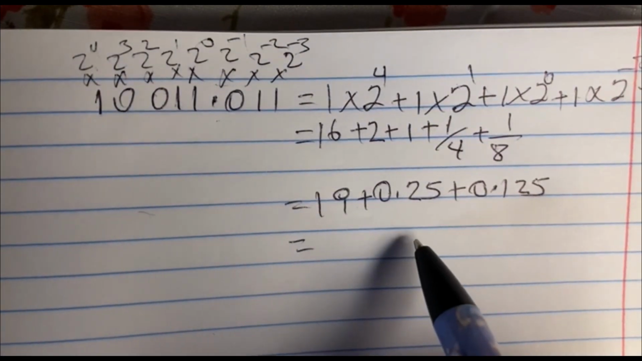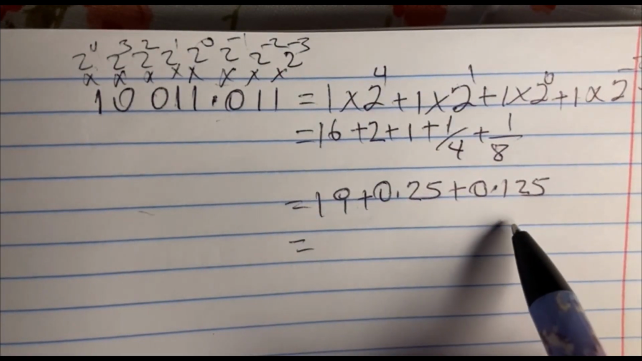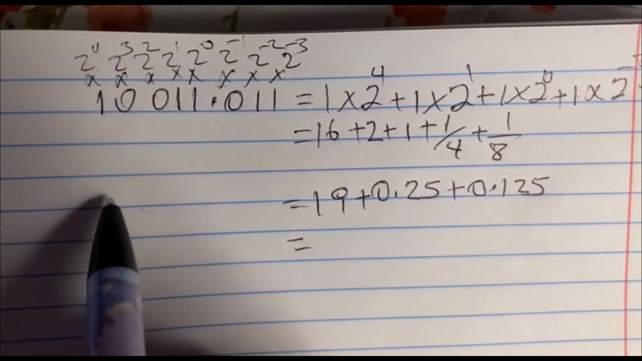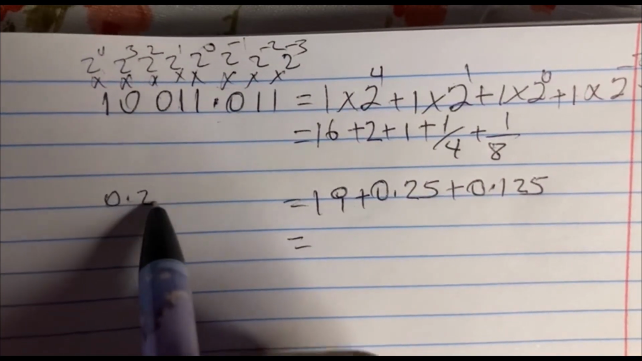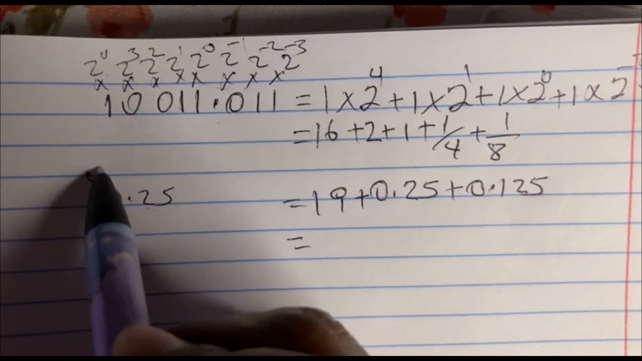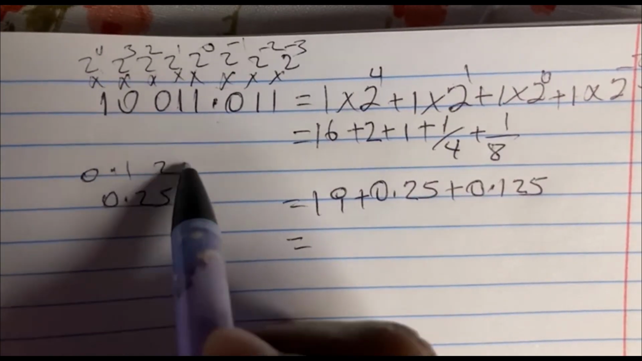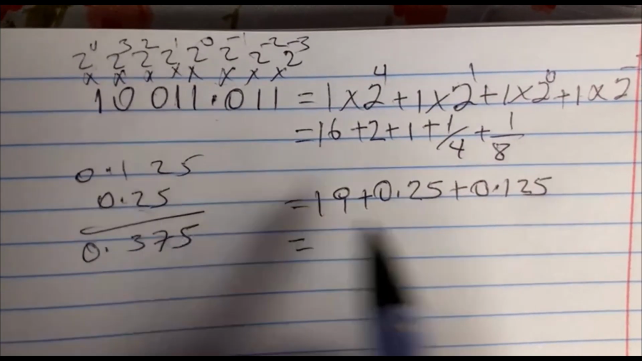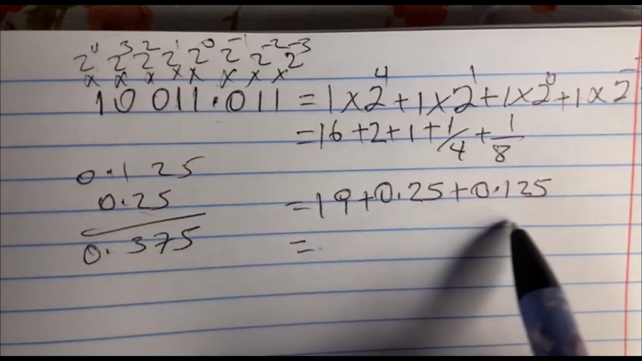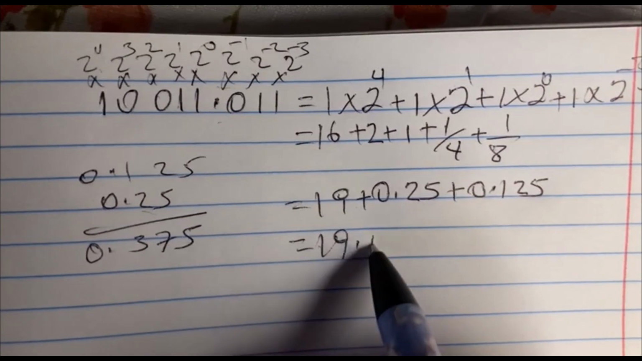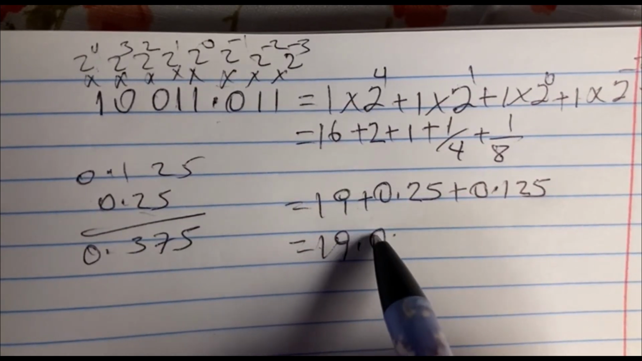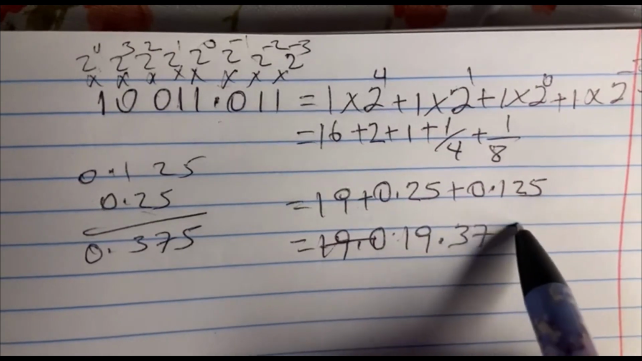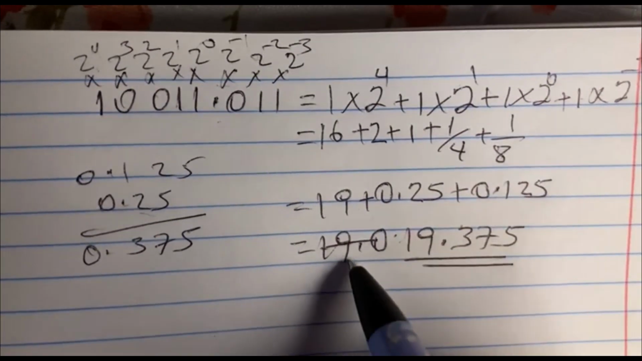So this will be 0.25 plus 0.125 is, let's see here, 0.25 plus 0.125, this will be 0.375, therefore 19. I'm sorry, 19.375 will be the answer.